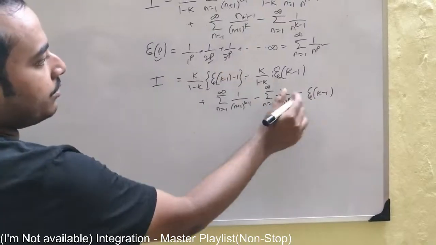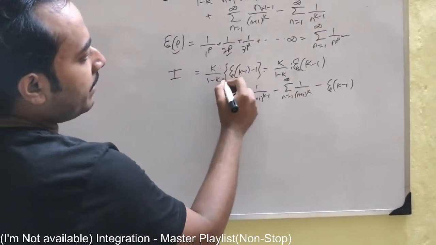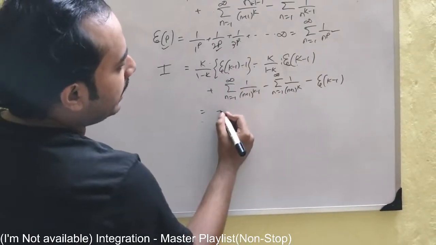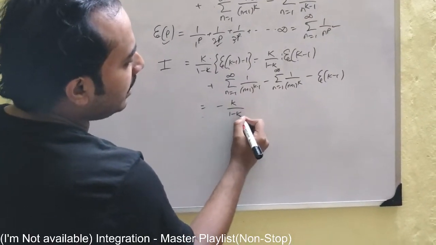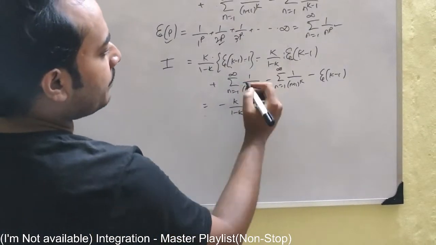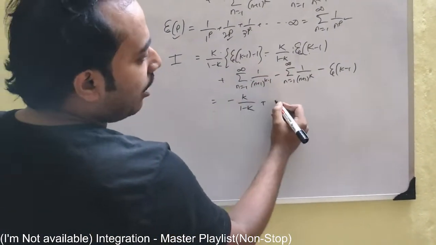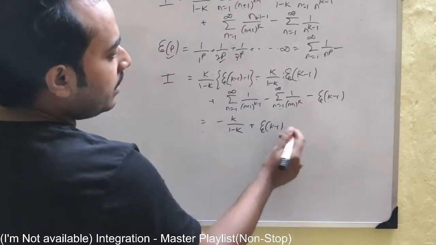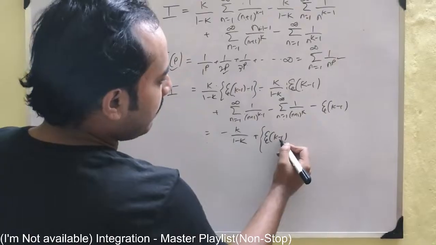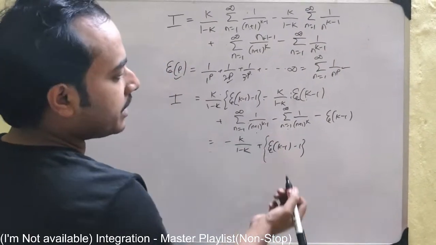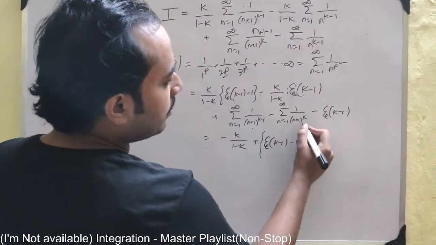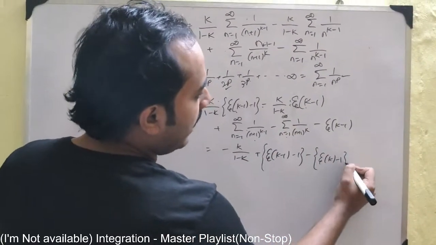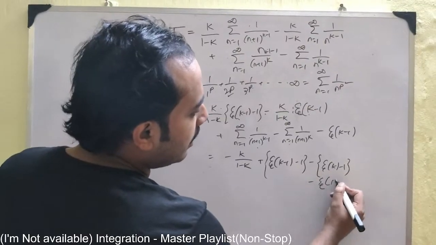Okay, let's do this. This k by 1 minus k into zeta k minus 1, and this one cuts off, and we have simply minus k by 1 minus k, right? And from this part we have plus zeta of k minus 1, and this part again n equals 1, and this is n plus 1. So this is zeta of k minus 1 minus 1, because this also starts from 2, and minus this one is also zeta of k, right? And this also starts from 2, and at the end we have minus of zeta of k minus 1.